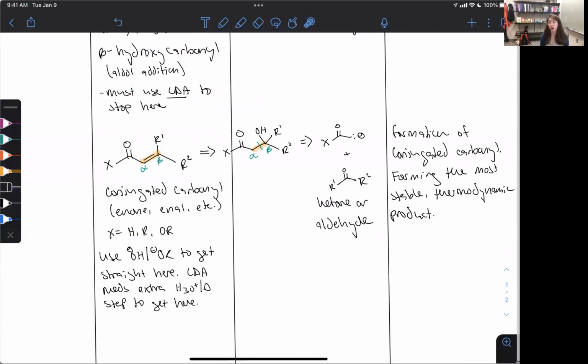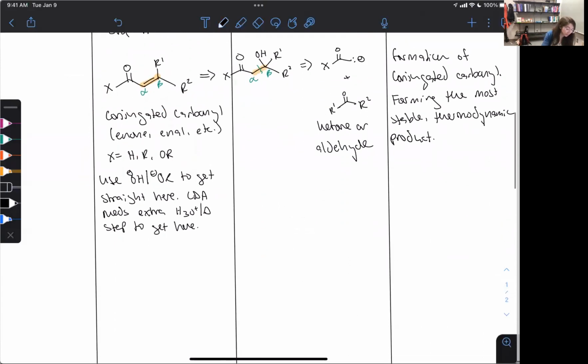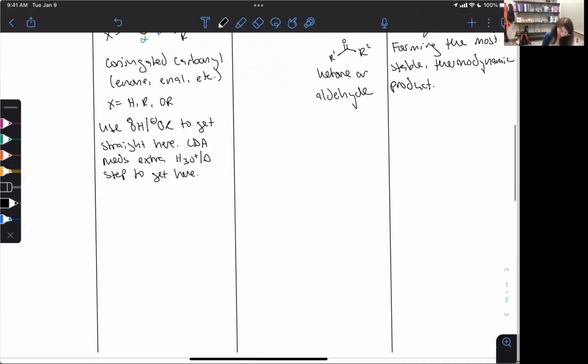That's the only way that you're going to be able to build up product, is if you are forming that conjugated system. Because it's nice and conjugated, it's really low energy, and that's why it's favorable and why it's the final irreversible step. Okay, so now we're on to the Claisen.